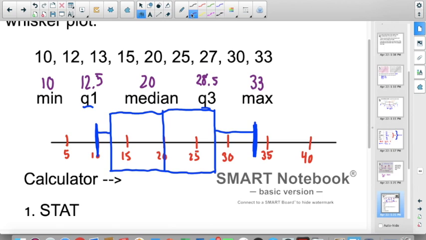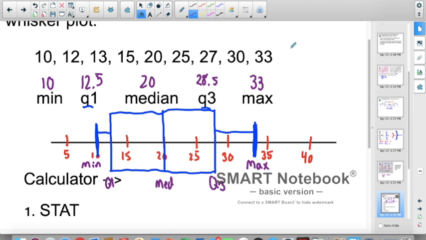It might not look pretty because it's kind of hard to write on this, but notice how my min is 10. Here's my Q1. Here's my median. Here's my Q3. And here's my max.